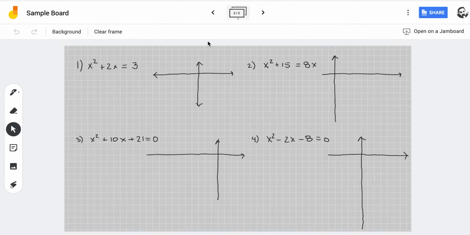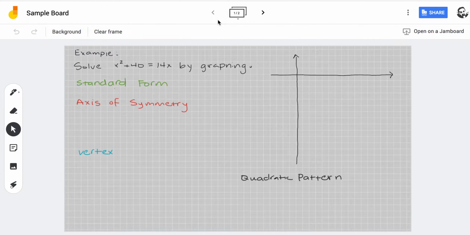All right, so what I want to do is talk about how to solve problem number 1, x squared plus 40 equals 14x, by graphing. So we're going to graph this guy by graphing. There's going to be four parts to this problem. The first part is to make sure that you set it up in standard form.